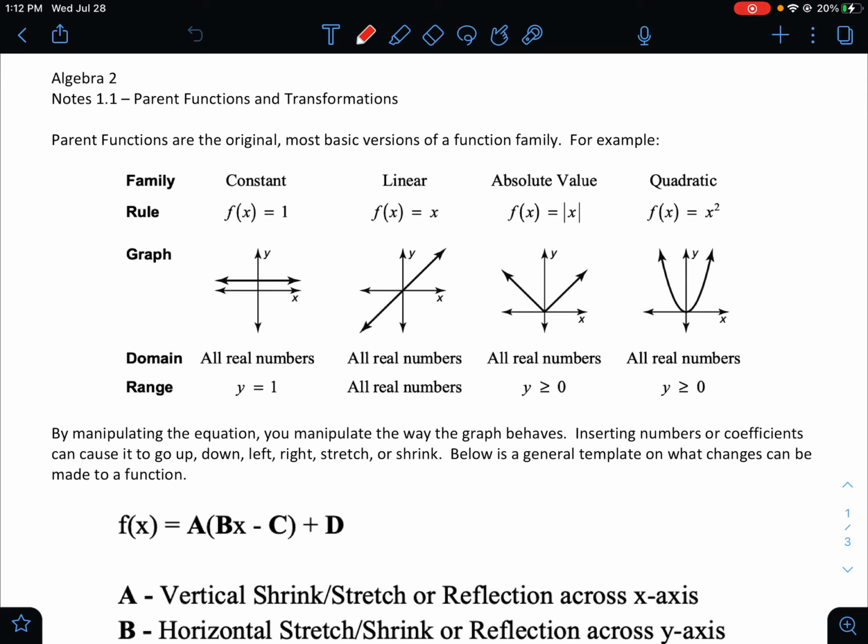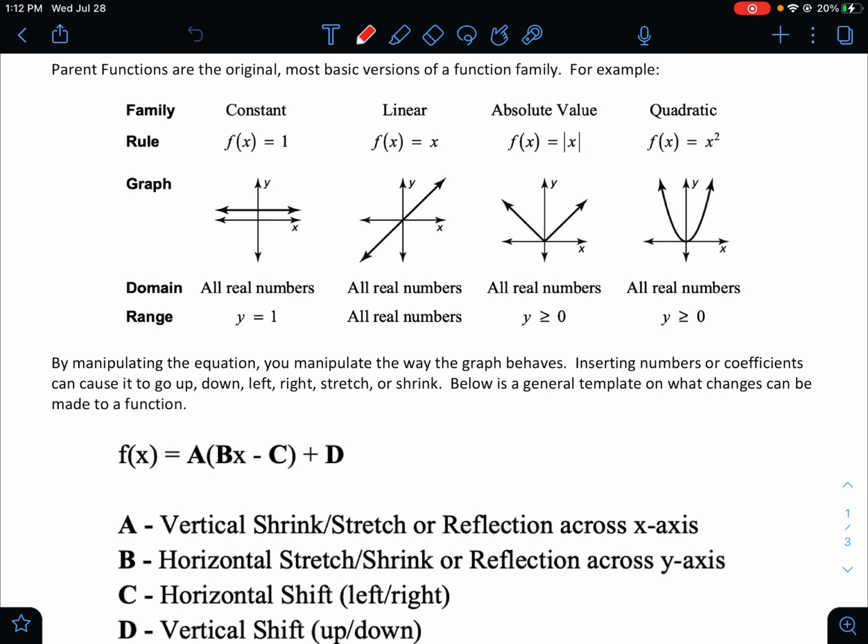We'll also get into domain and range a little bit later. Today, we're just going to compare what we see to the parent function, and then see if we can describe what has happened. It's pretty basic. By changing anything within these functions, adding things, like if I took a linear function and instead of x, I did x plus 1, that changes the graph. If I did 5x instead of x, that would change the graph. All these things that you can manipulate will change how the graph behaves.